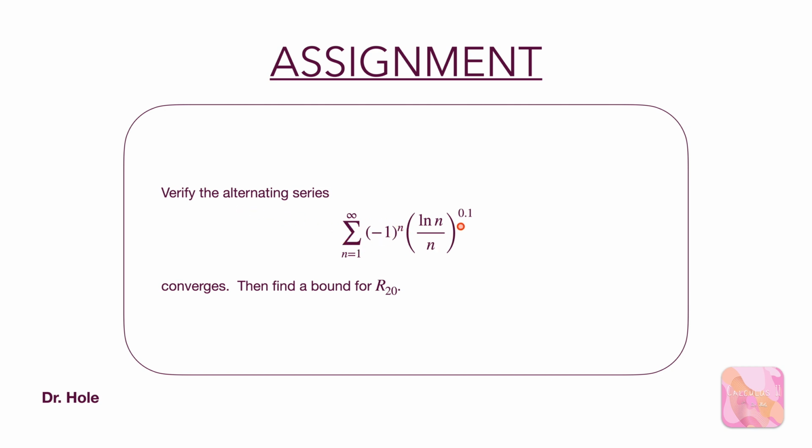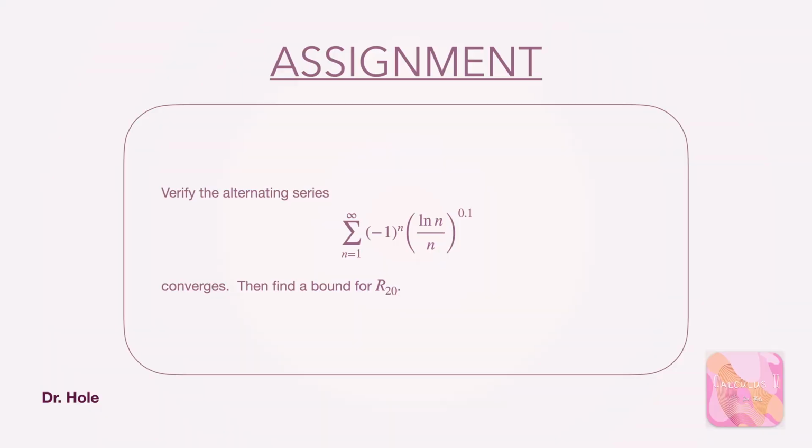Your turn. Here, you are asked to do two things. First, verify that the series converges. And then, after verifying that the series converges, estimate the 20th remainder. And again, note that if we were to swap out the ln with a 1 and ignore the alternating portion, what we'd be left with is a p series with p equaling 0.1. 0.1 is clearly less than 1, and that series would diverge on its own.